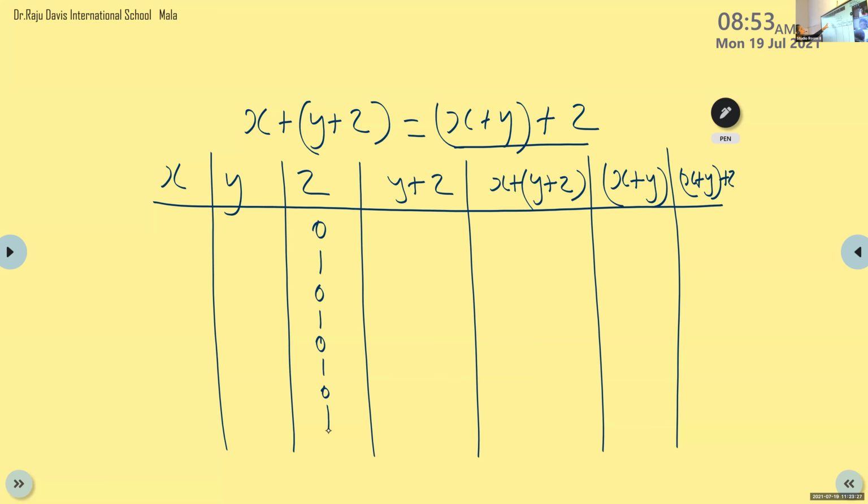This is a 3 input expression. So we are using 8 inputs. 2 raised to 3, it is 8 inputs. So the first column z is 0, 1, 0, 1, 0, 1, 0, 1. Then the second column is 0, 0, 1, 1, 0, 0, 1, 1. The last column is four 0s, four 1s.